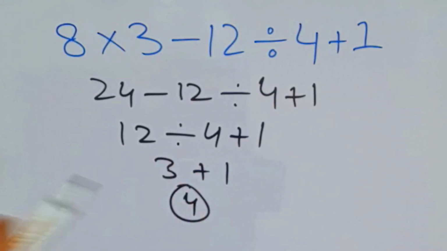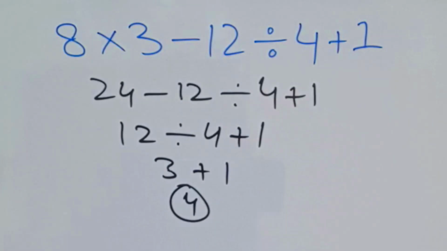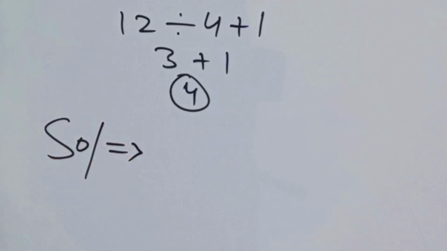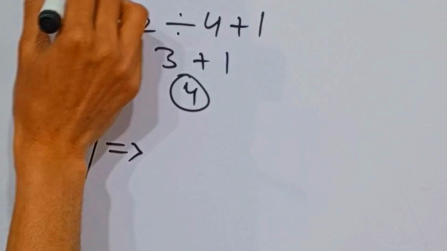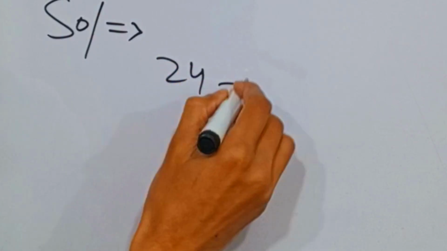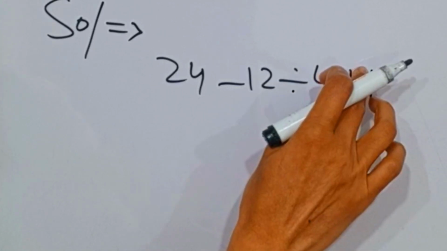Why is it wrong? We must do all multiplication and division first, then subtraction and addition. Now let's solve it correctly. Solve again. Okay, multiply first. 8 times 3 equals 24 minus 12 divided by 4 plus 1, right?